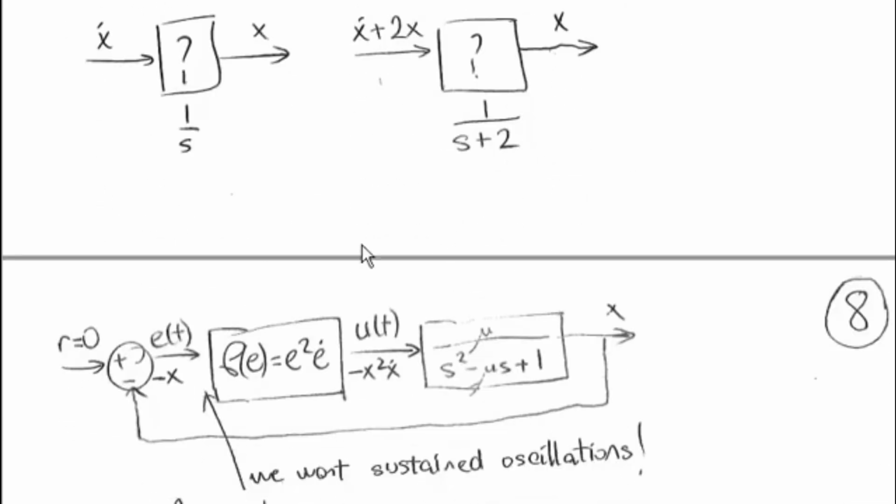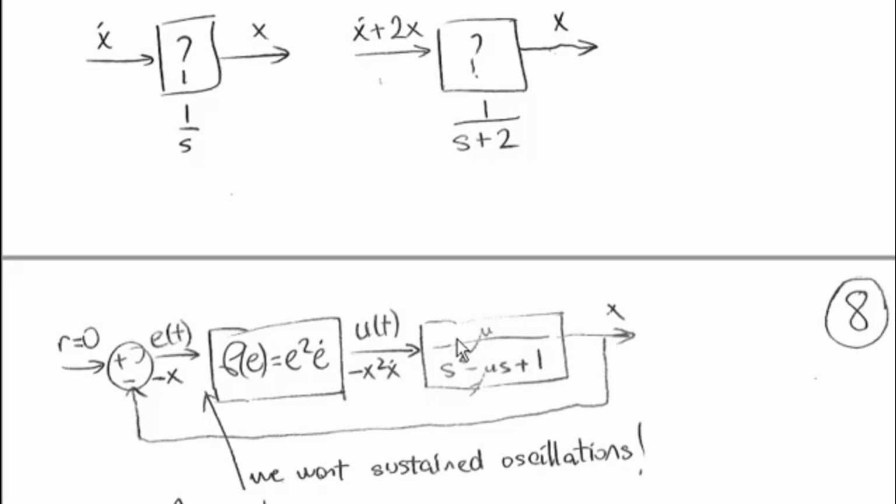So then I can actually write this. So I have minus x here, minus x squared times x dot here. So therefore this nonlinearity has to be, if I take the variable here to be e, and if I take the variable to be u here, then f of e is going to be e squared times e dot. Instead of e, if I substitute minus x, then I would obtain minus x squared x dot. And here I have my linear system.